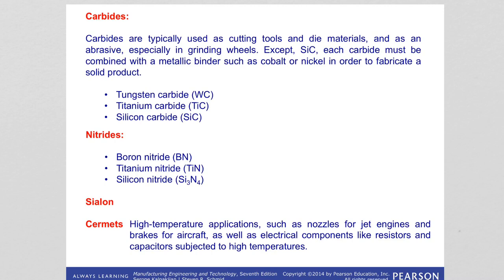So, the important nitride ceramics are boron nitride, titanium nitride, and silicon nitride. In general, as a group, these materials are hard and brittle. They melt at high temperatures. They are electrically insulating, except for titanium nitride.